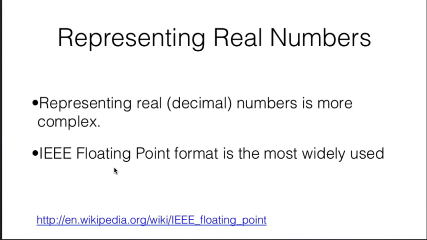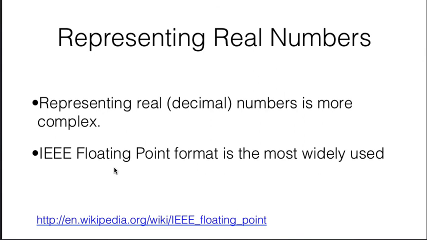Representing real numbers then is much more complicated. You don't simply have an integer with a decimal point in it. You know, that's a very unsophisticated way of doing that. So the main way we represent real numbers is using a format called IEEE floating point, which I'm not going to go into. But that's what we use to represent numbers, if they're real numbers.